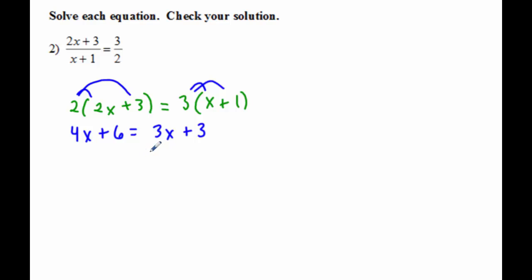Since there's not an x squared, I just need to get my x's on one side and my numbers on the other.